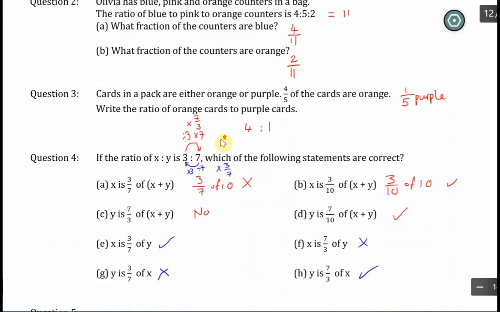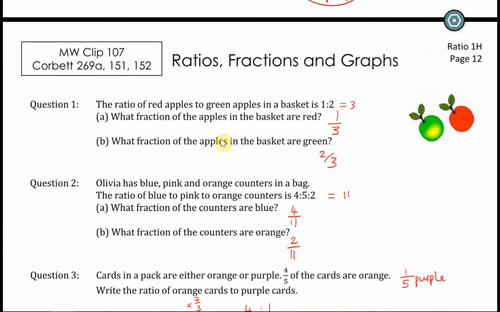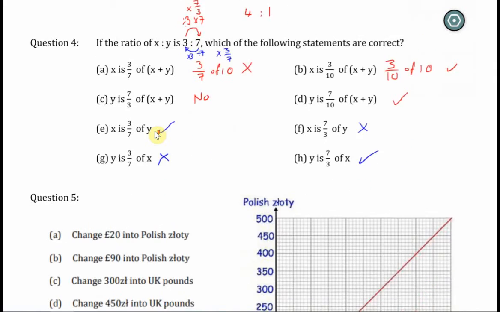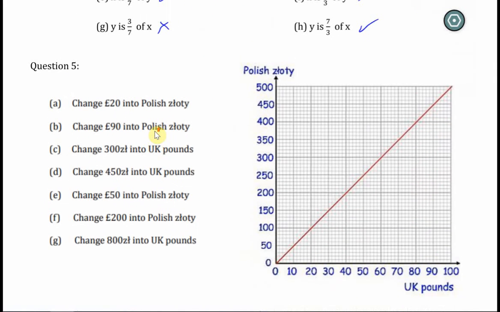Question 5 is a bit of a combination of topics, this whole MathsWatch clip, to be honest. Not really sure it needs its own clip, but they've also chucked conversion graphs in here. Right, so let's go through this first one. Question 5, we've got a conversion graph, and it wants us to change between pounds and Polish zloty. So you can see those are the two currencies we've got on here. This is the other way to do it, other than just using a conversion rate.